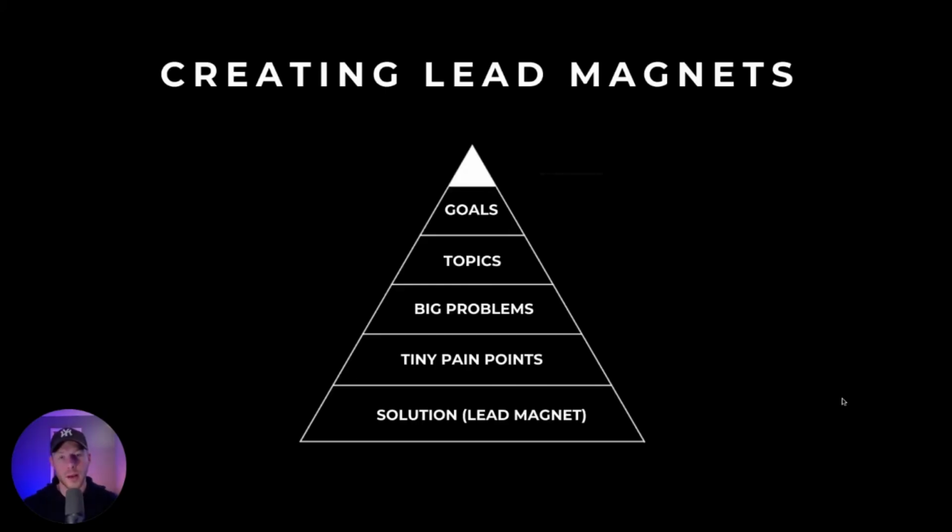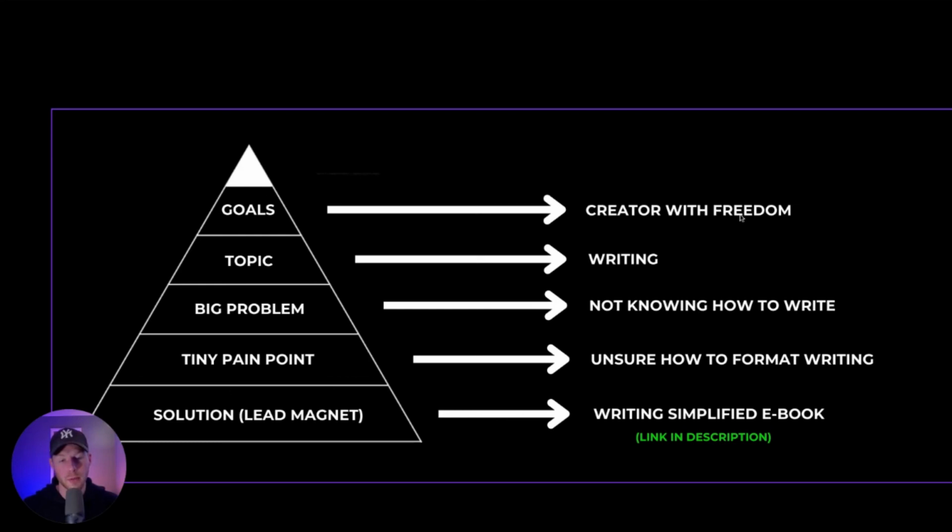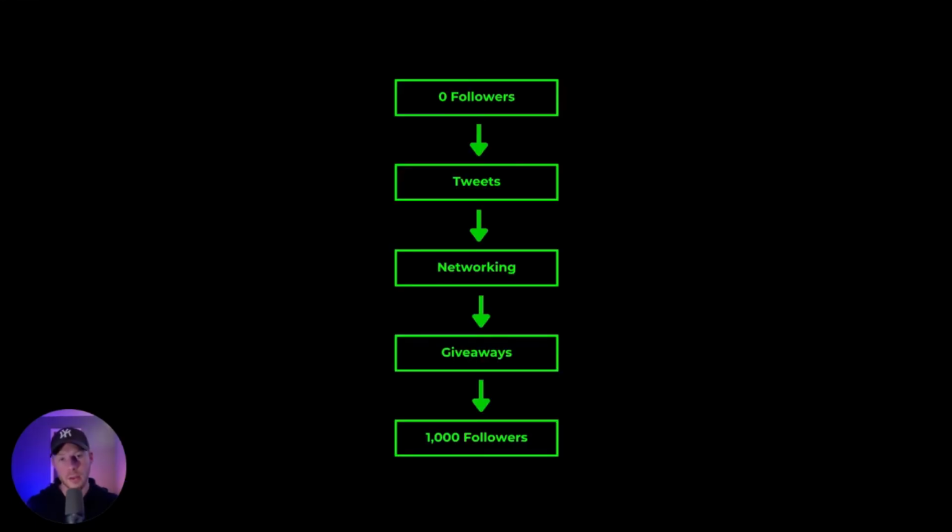In terms of creating the giveaway, you want to make sure that it's a solution to a tiny pain point that your ideal client has. In my case, people want to become creators with time freedom. They need writing for this, but they don't know how to write. And a part of not knowing how to write is not knowing how to format your writing. So that's why I created the Writing Simplified ebook, to help people with exactly that. And that's what I gave away and I did extremely well. So this is how you get to 1k followers.